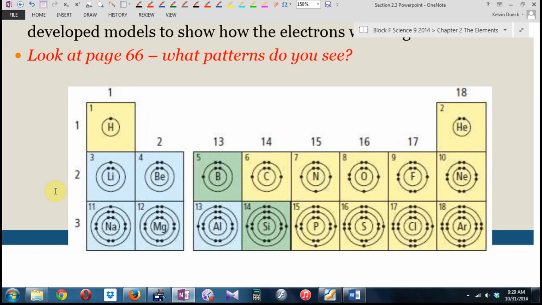Let's look at silicon. Silicon is right below carbon. Carbon has 1, 2, 3, 4 electrons in its outer shell. Silicon has 1, 2, 3, 4 electrons in its outer shell, but the inner shell, shell number 2, has been filled up with 8. These are what we call Bohr model atoms.